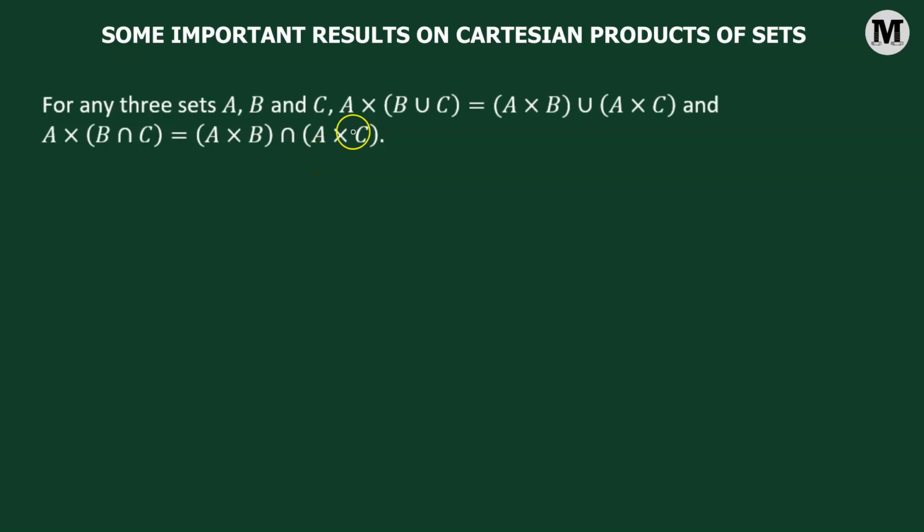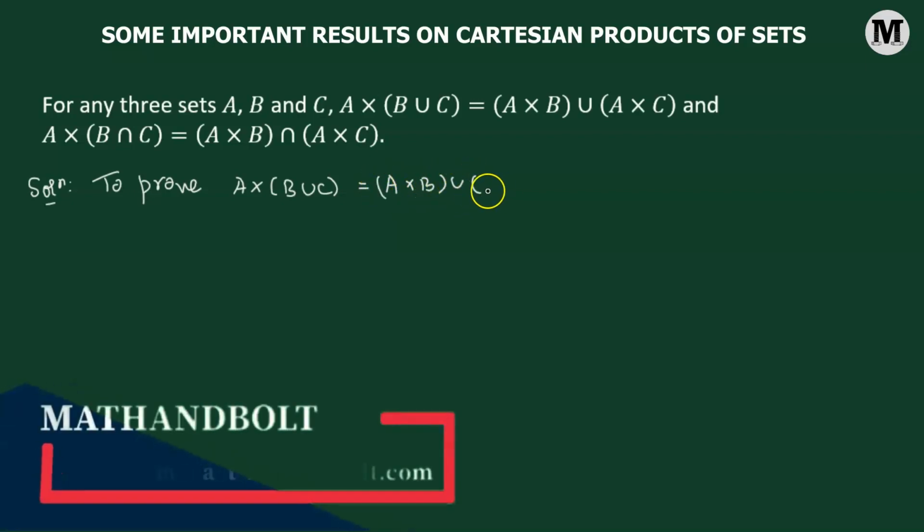In other words, what we have to show here is that the Cartesian product is distributive. Okay, let us begin. So we'll start with the first proof. We will try to prove here that if we take the Cartesian product of A with the set B union C, then this must be equal to the Cartesian product of A and B. We're going to take its union with the Cartesian product of A and C. Now, how do we show that this is true?